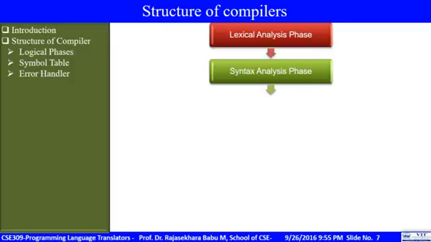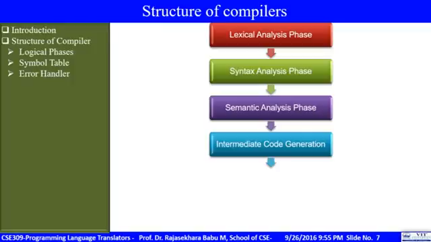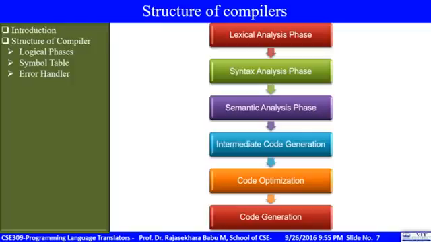The second phase is the syntax analysis phase, and the third phase is the semantic analysis phase. The fourth one is the intermediate code generation. The fifth one is the code optimization. The sixth one is the code generation. These are the 6 phases of the compiler. So at present, the compilation process is divided into the 6 phases.